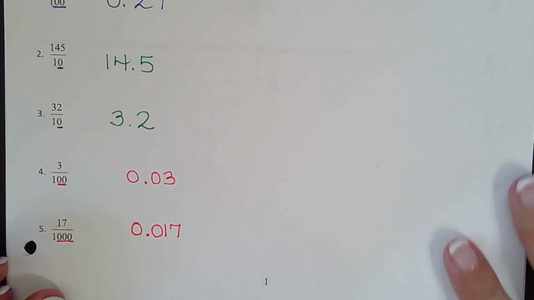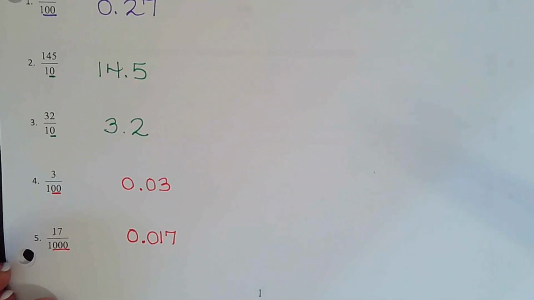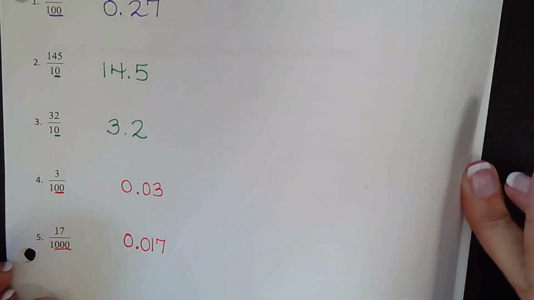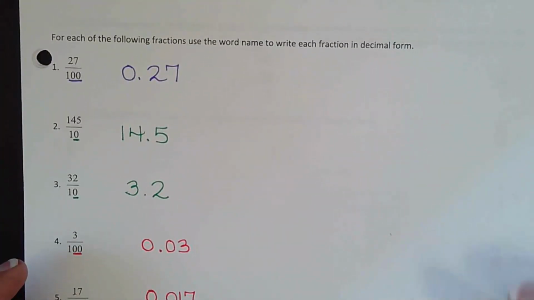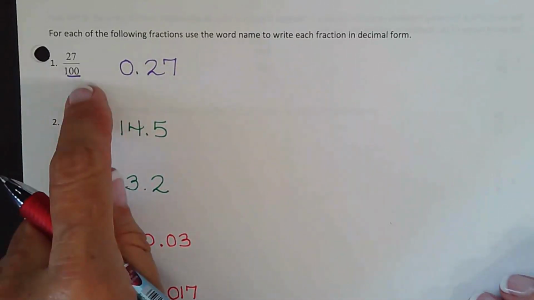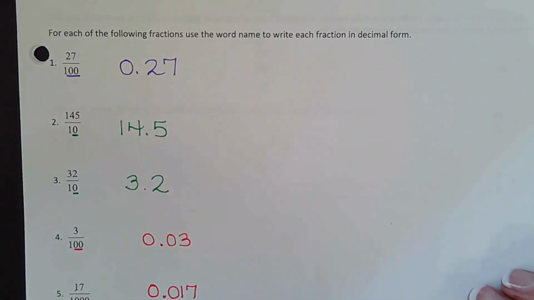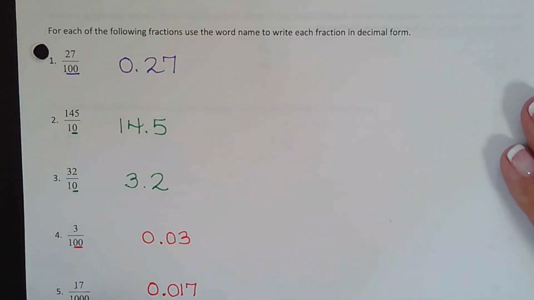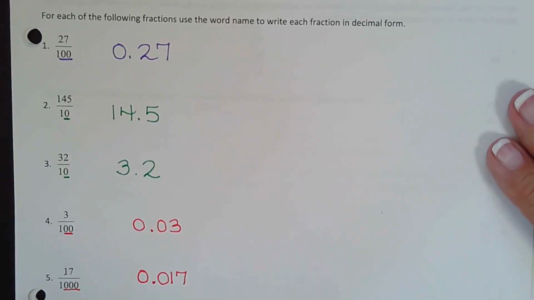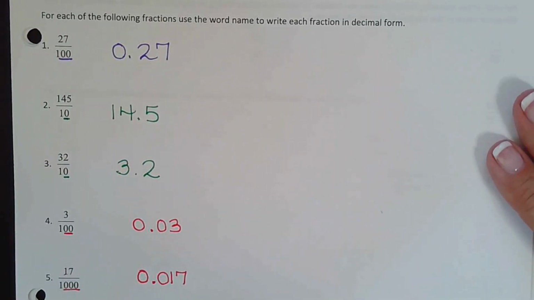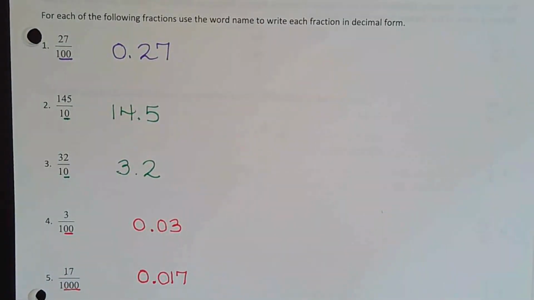So again, I had people on the test actually do the long division. They did 27 divided by 100 and turned this into a 10-minute problem instead of a 10-second problem. So when you're dividing by 10, 100, 1,000, the number of zeros tells you how many decimal places there will be. And any other numbers go in front.